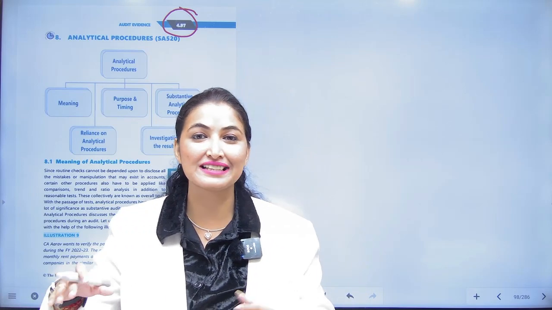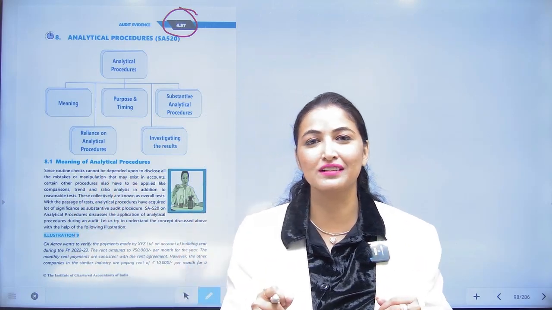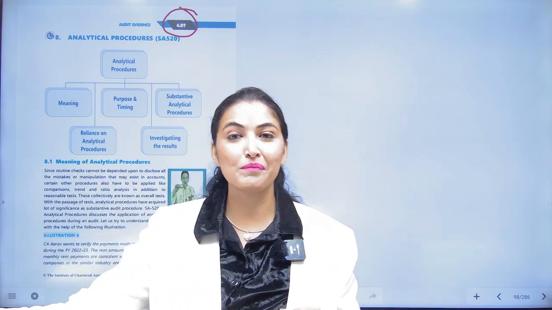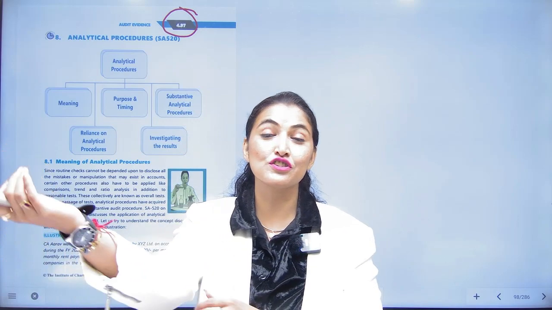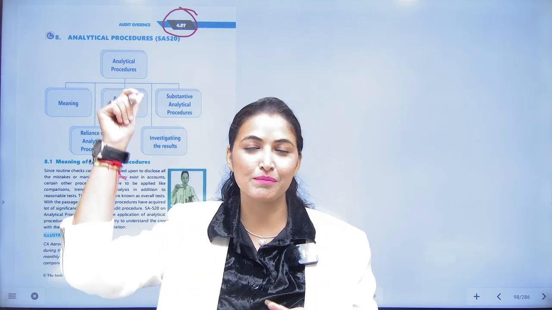For whom is this particular topic relevant? If you're giving your November 23 attempt, this is a specific chapter in your case. The chapter number is chapter number 8, analytical procedure, SA 520. What about May 24 attempt onwards? This SA is covered in your audit evidence, page number 4.97.